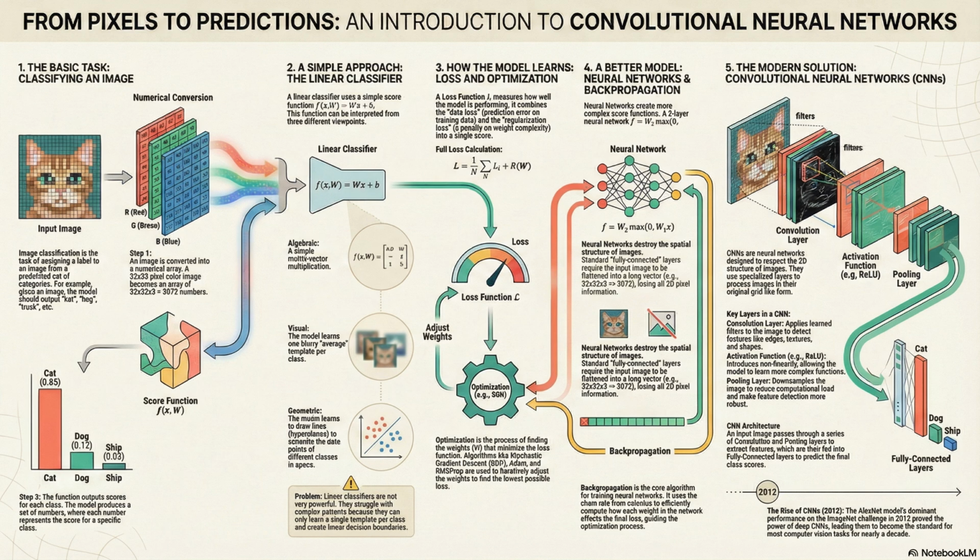We started with a linear classifier, which was just fundamentally stuck. It could only draw straight lines and use one blurry template per object. And those limits forced us into this era of painstaking, handcrafted features like HOG, where people spent years trying to manually define what an edge was, creating these enormous 10,800 number vectors.